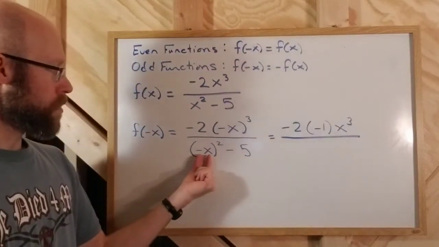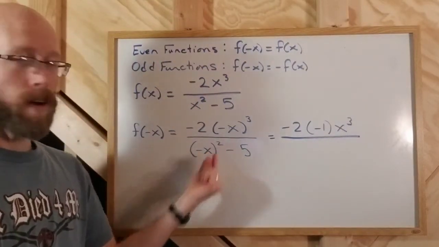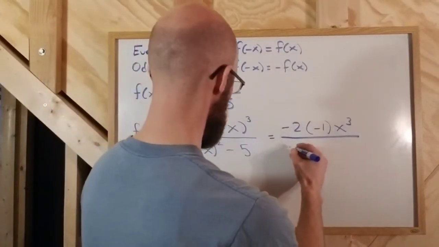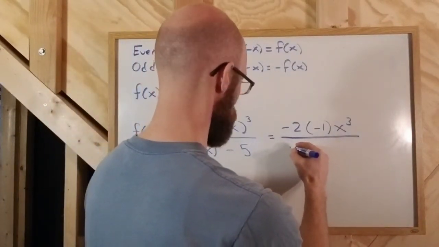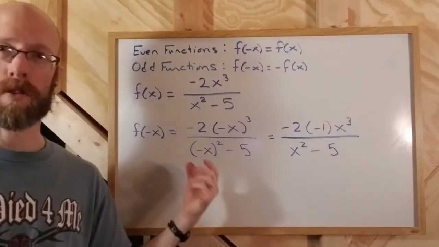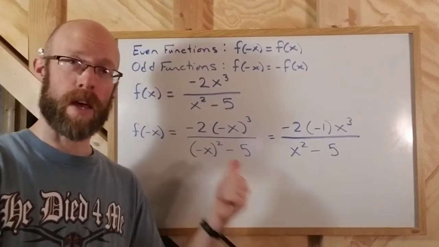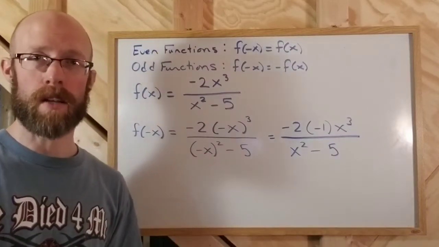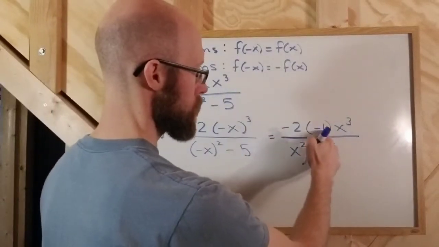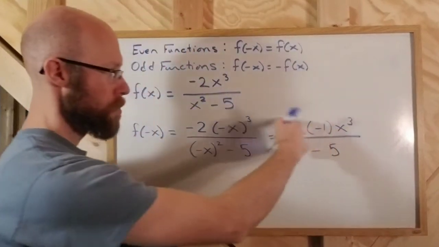Then on the bottom here, remember, a negative squared is going to be positive. That's again the definition of an exponent. So I would write that as x squared minus 5. And again, the reason that's the definition of an exponent is because you're repeatedly multiplying a negative, and a double negative will be positive.